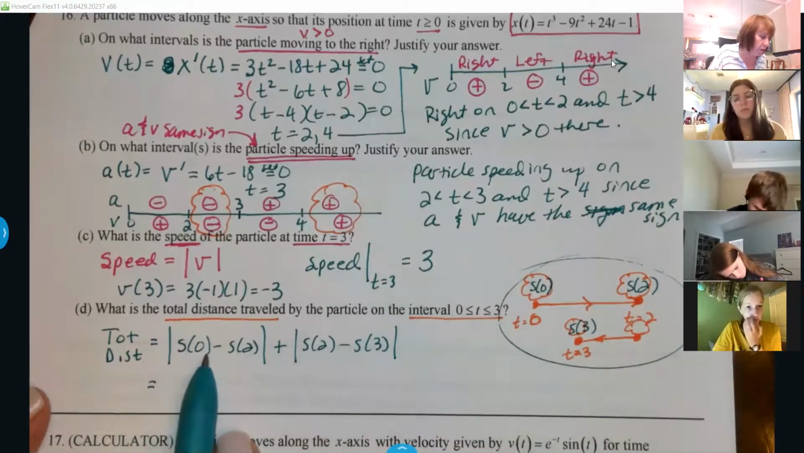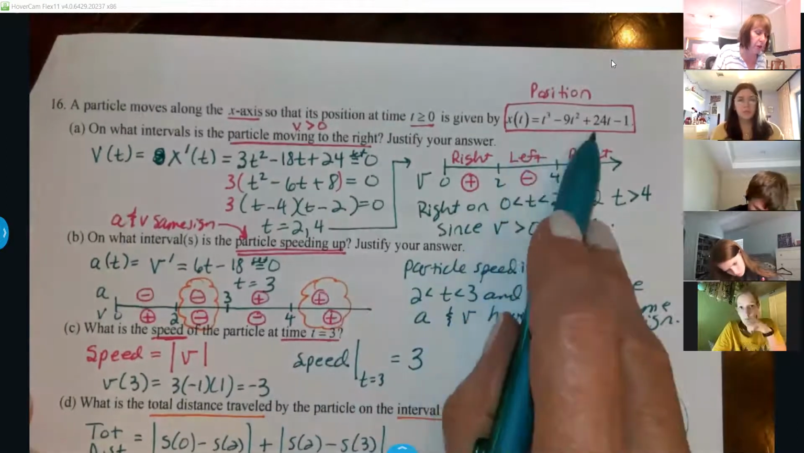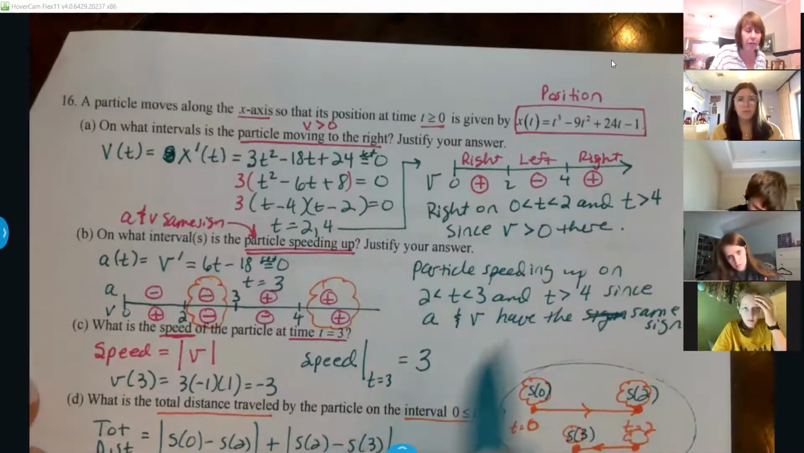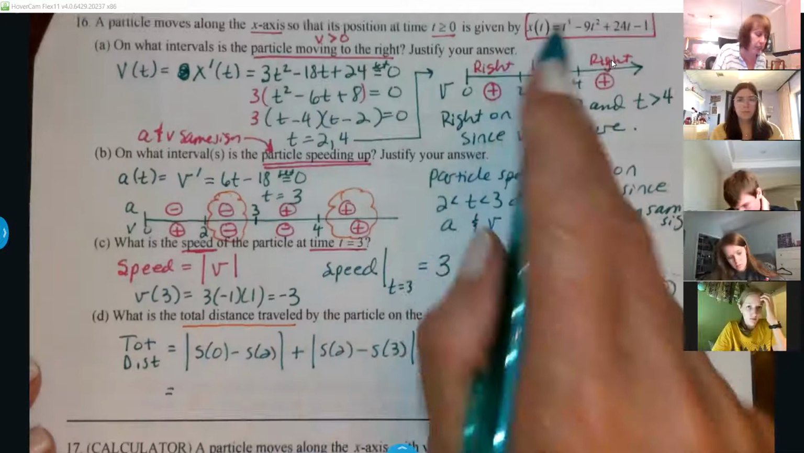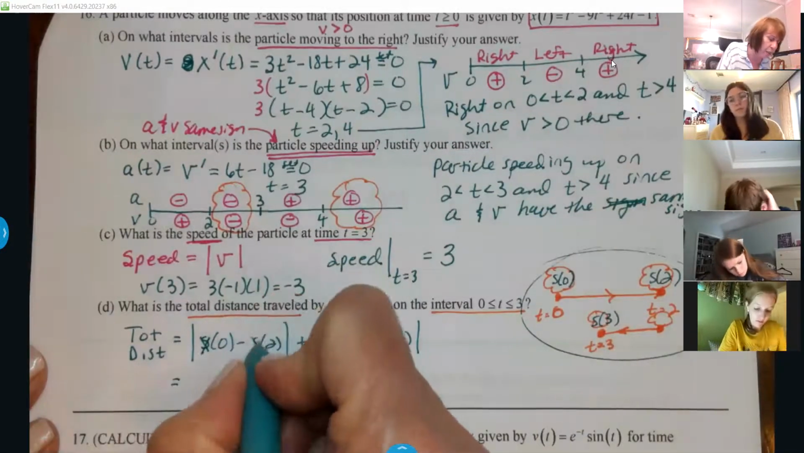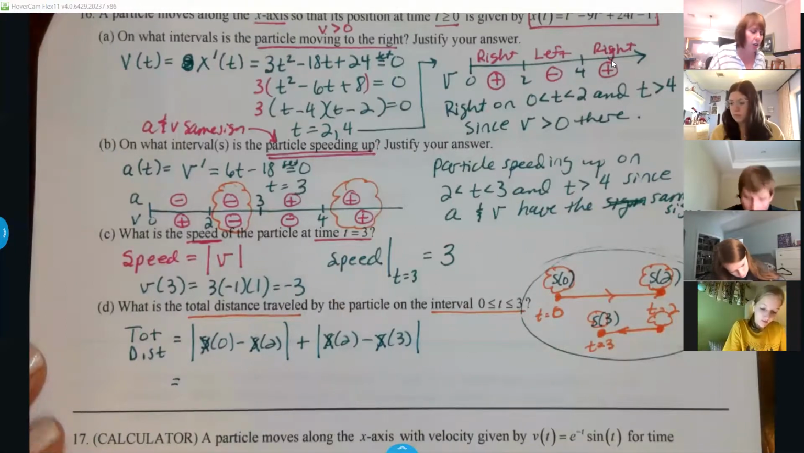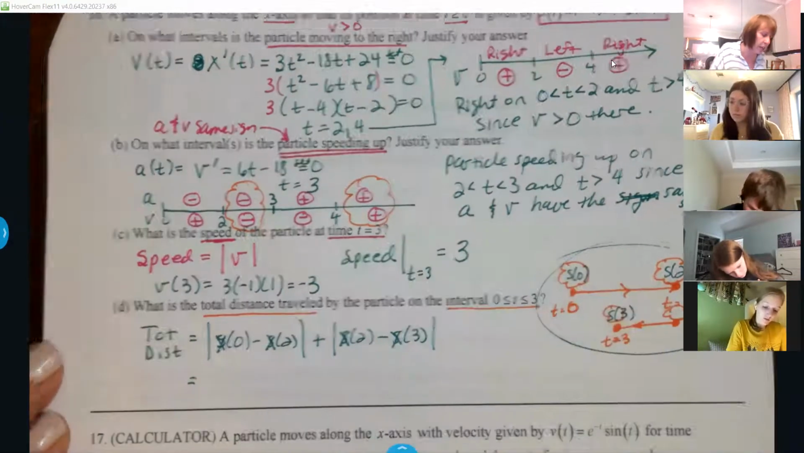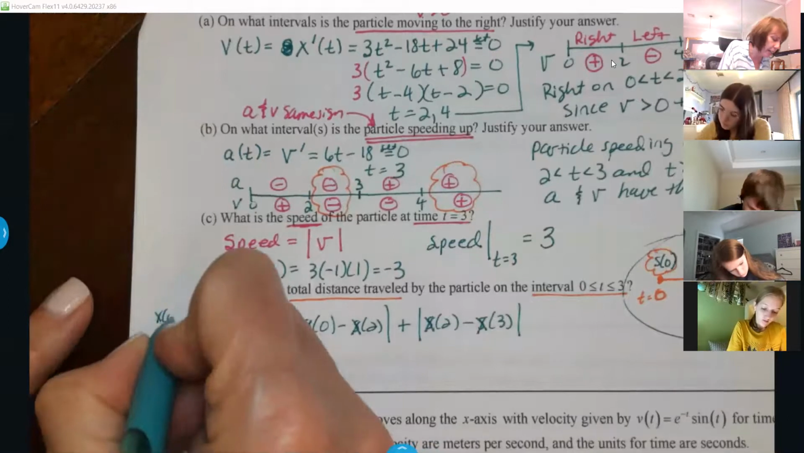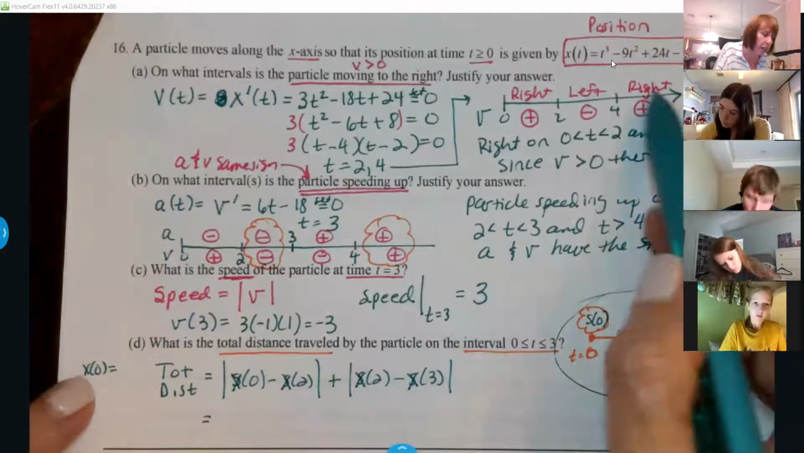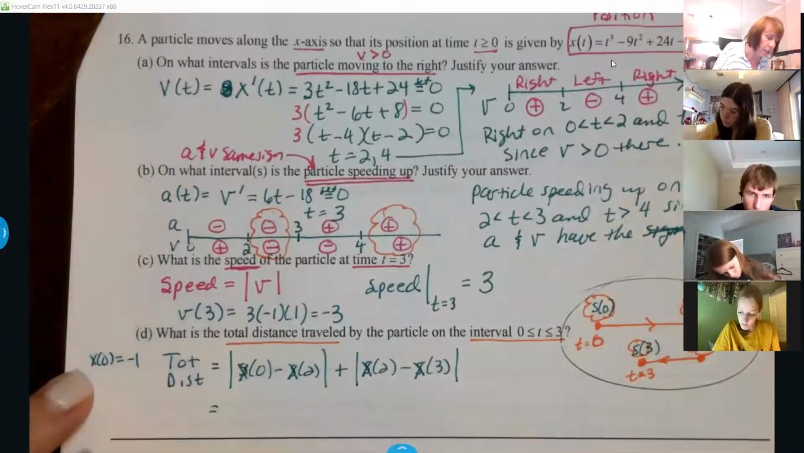S of 0, I'm putting 0 in for, and I said S, but I forgot that they called it X here, so I guess it should be X's, but whatever. You know what I'm talking about there. So X at 0, let's come off to the side. X at 0 is just that -1.